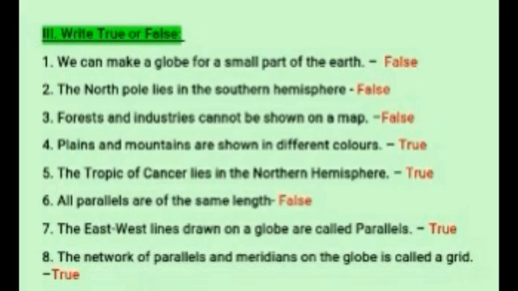So children, third Roman letter will be true or false. Okay. So first one, read the questions carefully and then write the answer whether it is true or false. We can make a globe for a small part of the earth. Can we do it, children? No. So the answer will be false. Second one, the North Pole lies in the southern hemisphere. Yes, the answer is false.